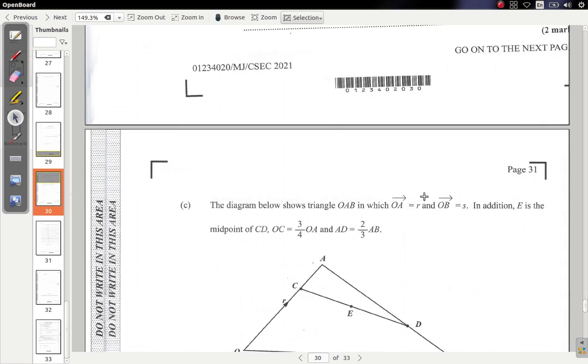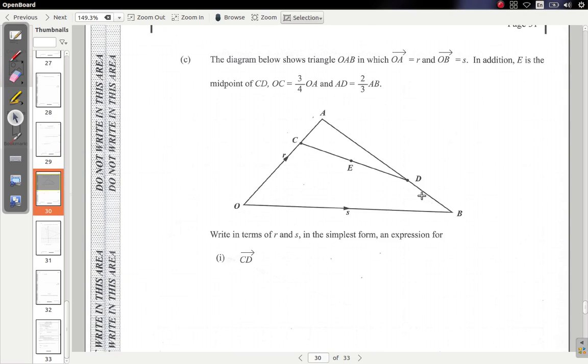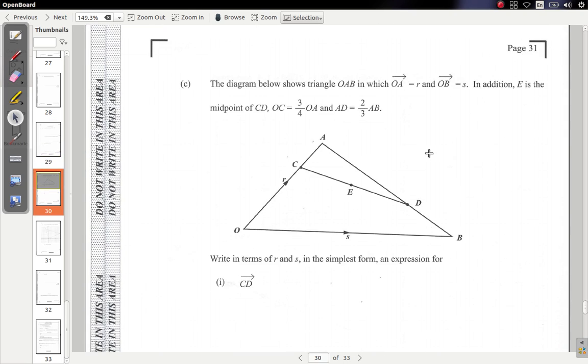That's 10b. Alright, 10c, our matrix. We're going to leave this for our next video.